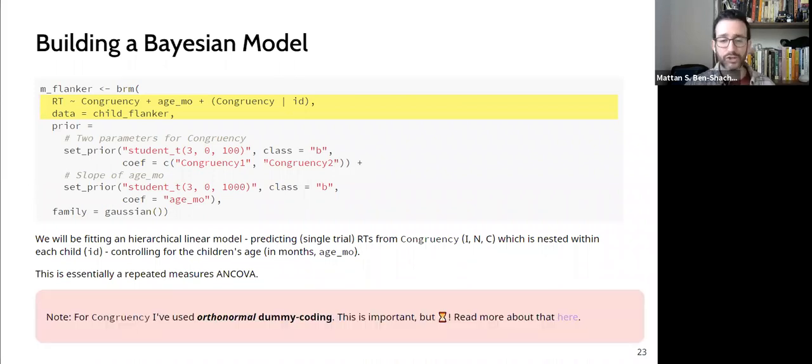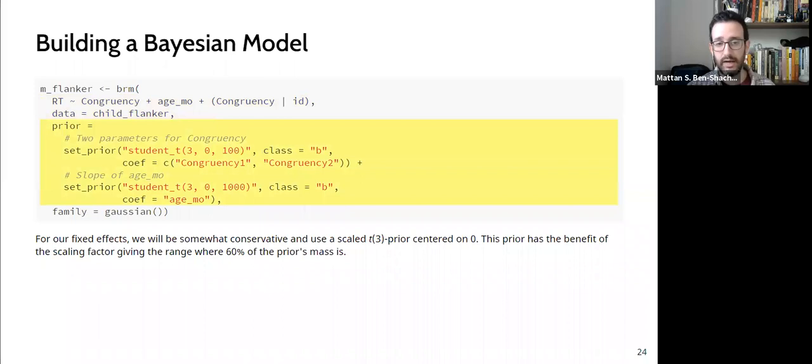I will just note that for congruency, I am using a type of dummy coding called orthonormal dummy coding. This is important, but I don't have time to get into this. I encourage you to either blindly do this also or read more about it here. It's very important, especially with how these models use priors on factors. Speaking of priors, this is how I set priors in BRM.